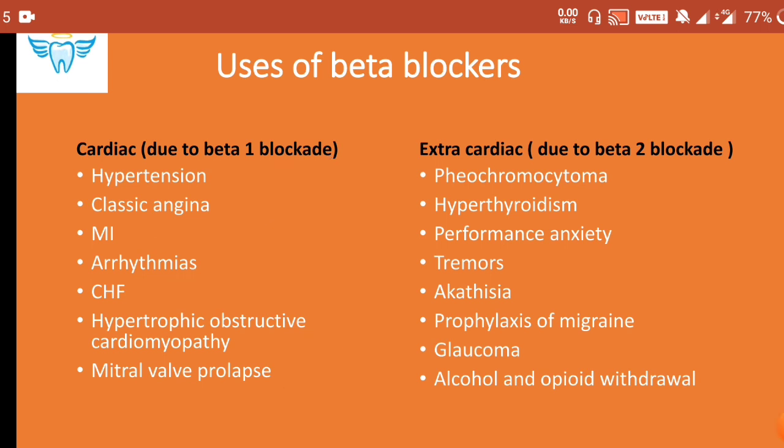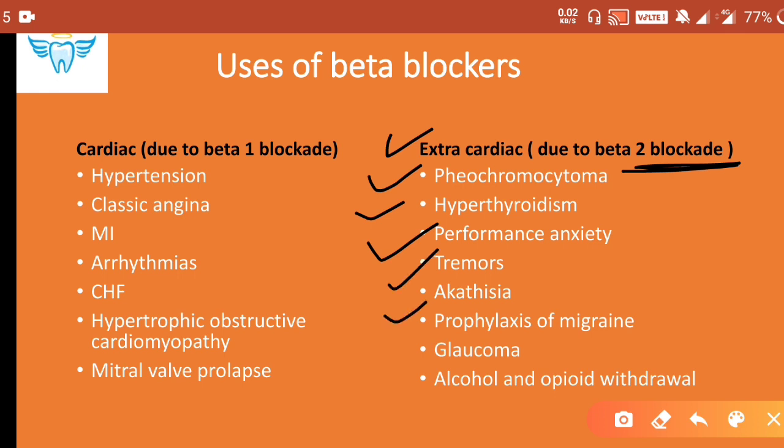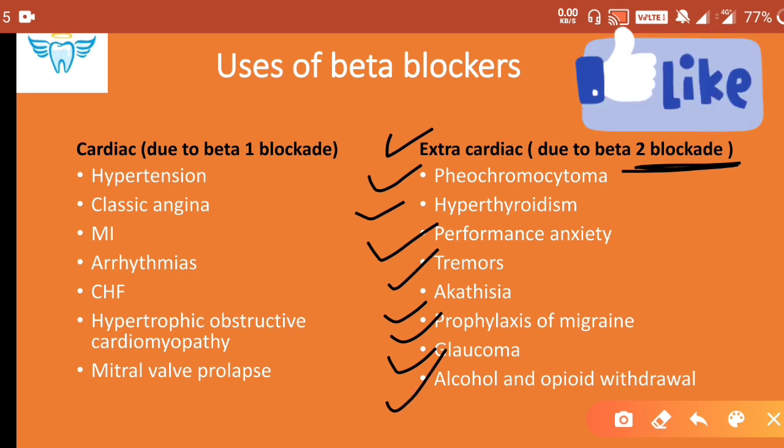And then beta blockers with extra cardiac effects, okay, due to the beta 2 blockade. So we can give them in pheochromocytoma, which is a tumor of adrenal medulla, okay, and in hyperthyroidism, performance anxiety, tremors, akathisia, prophylaxis of migraine, glaucoma and alcohol and opioid withdrawal. In all these conditions also we prescribe beta blockers.